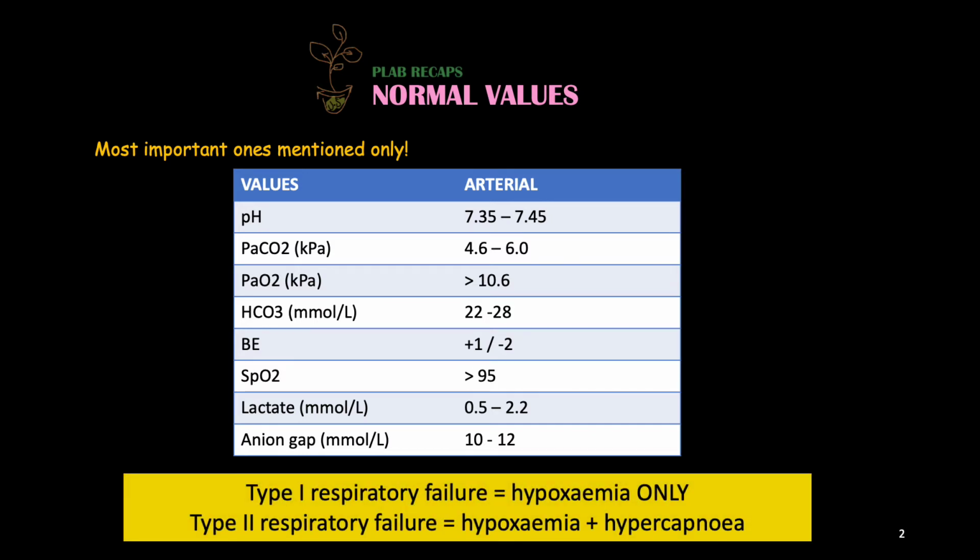Type of respiratory failure is easy to remember. Type 1 has one abnormality and type 2 failure has two abnormalities. Respiratory failure type 1 is defined as hypoxemia only, while respiratory failure type 2 is defined as hypoxemia and hypercapnia. Basically, the patient is getting tired and unable to expel the carbon dioxide from the lungs. This is dangerous and may warrant intubation.